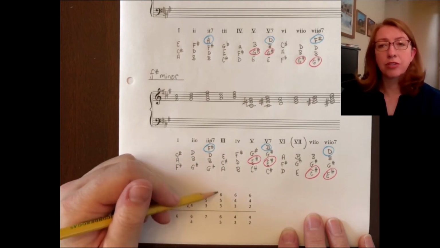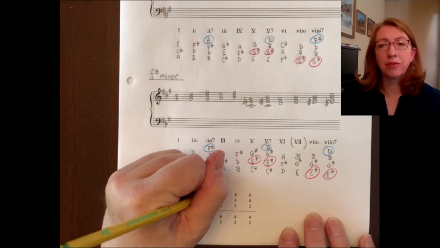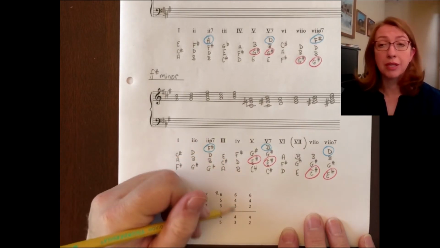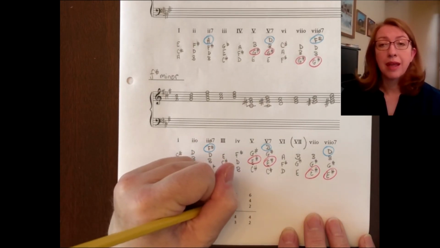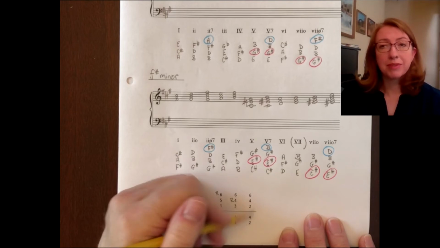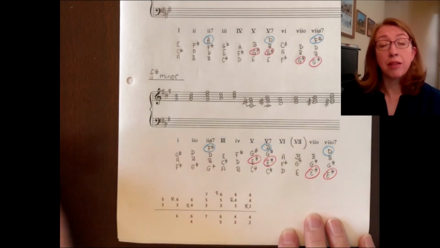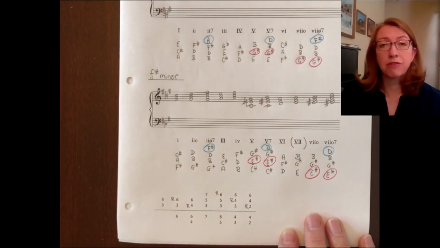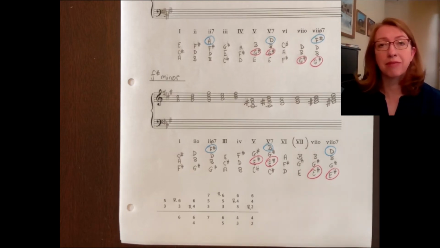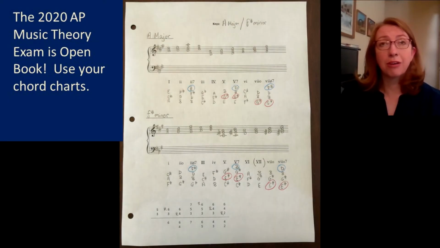In my second inversion triad, it's going to be the 4th above the bass. So I put a little R for root next to that 4. And then in my 7th chords, in my root position 7th chord, it's going to be the bass note. In my first inversion 7th chord, it's going to be the 6th above the bass. In my second inversion 7th chord, it's going to be the 4th above the bass. And in my third inversion 7th chord, it's going to be the 2nd above the bass. So this figured bass chart is going to be a useful reference for me when I'm doing my part writing.